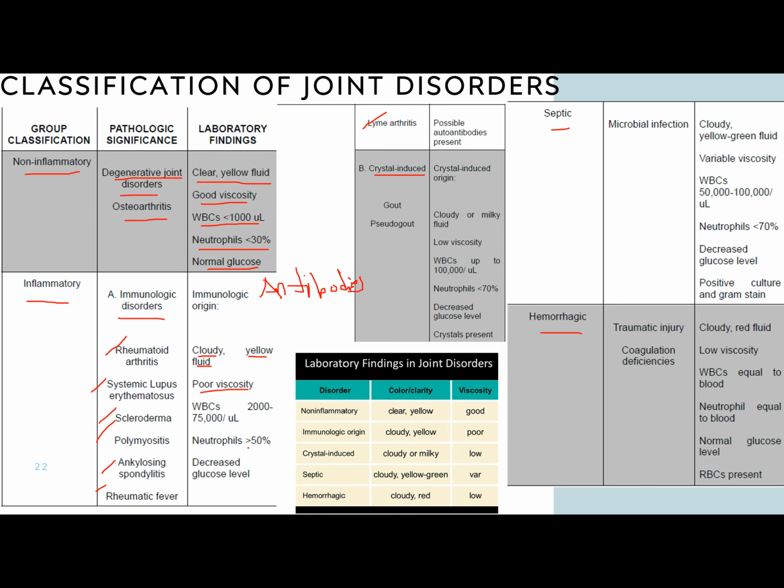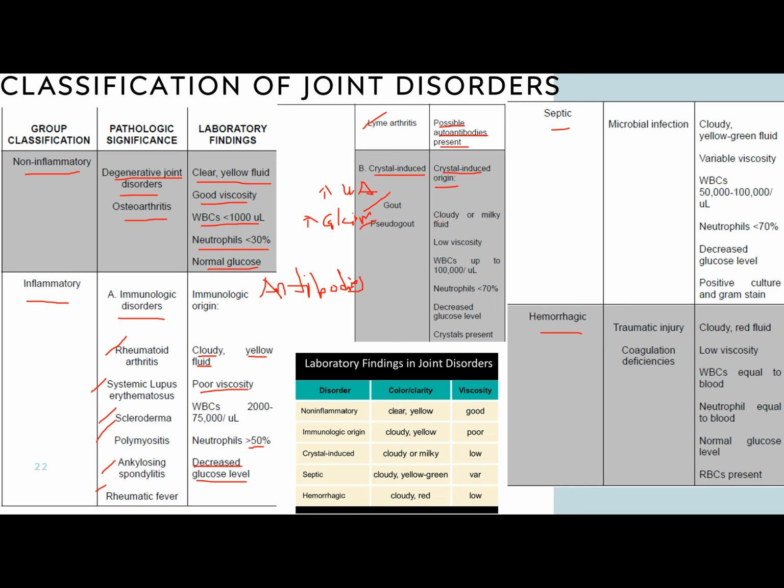Neutrophils would be greater than 50%. Decreased glucose levels. Then there would also be possible autoantibodies present. Then for the crystal-induced, we have your gout and pseudo-gout. Again, for gout, class, increased uric acid. For pseudo-gout, increased calcium due to degenerative arthritis. So this is a crystal-induced origin.